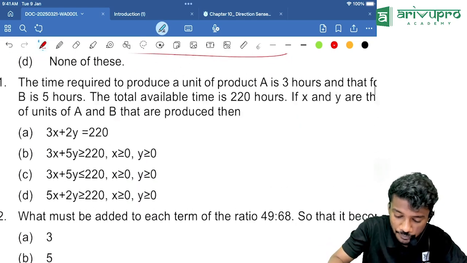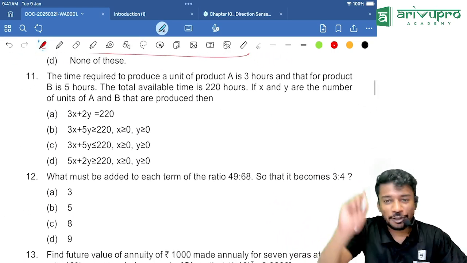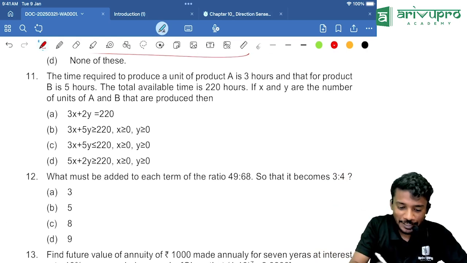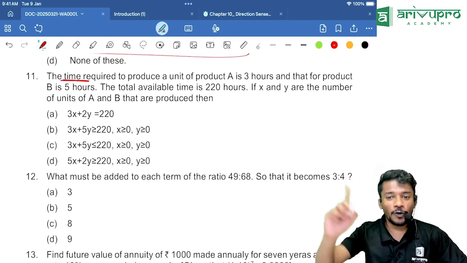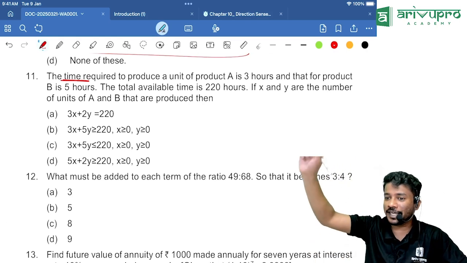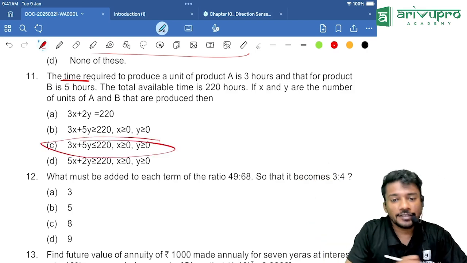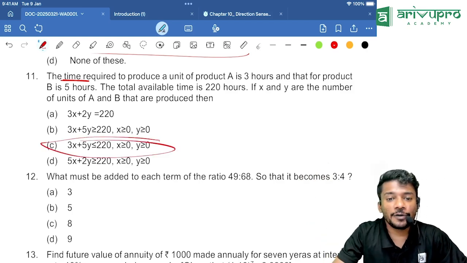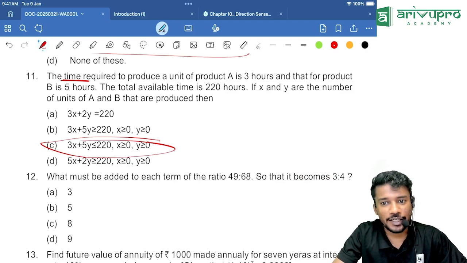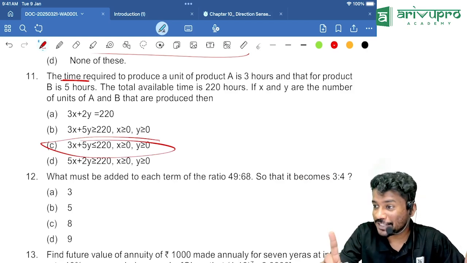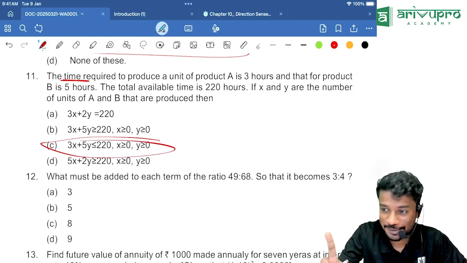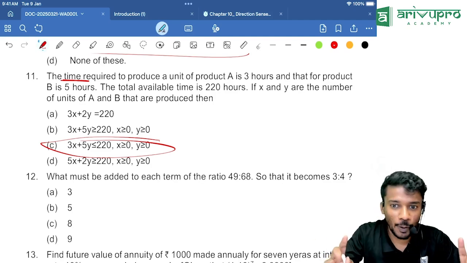Next question. Here what is? Without even reading the question, you can solve it. So first letter, time. What is the case of time? Always it should be less than. What will be the answer? Less than or equal to? Yes, 220. I didn't even read the question. I'm telling you, without reading the question, we can solve questions from this inequalities.